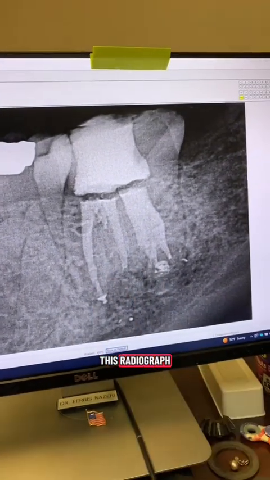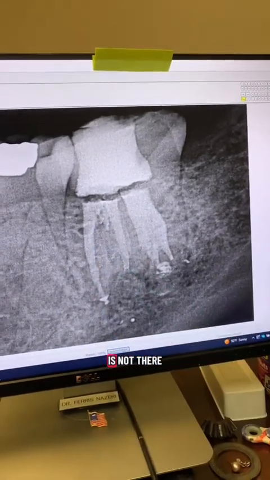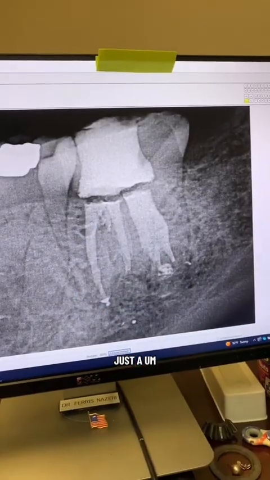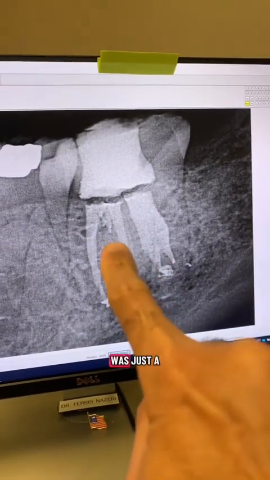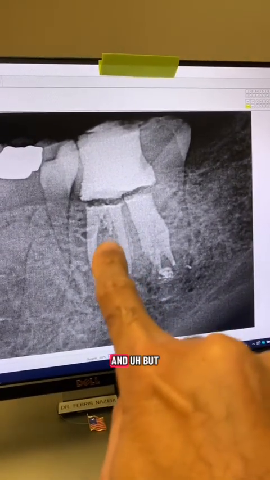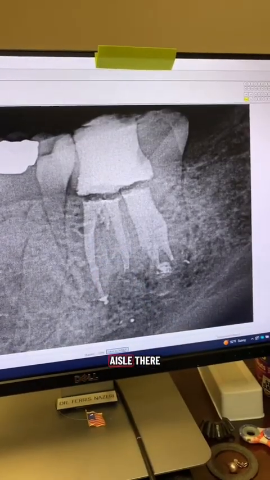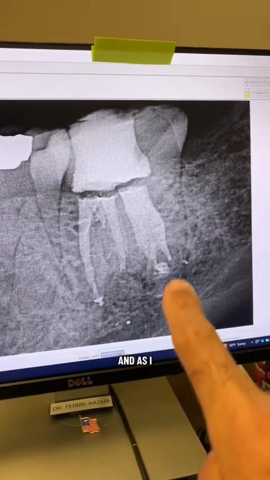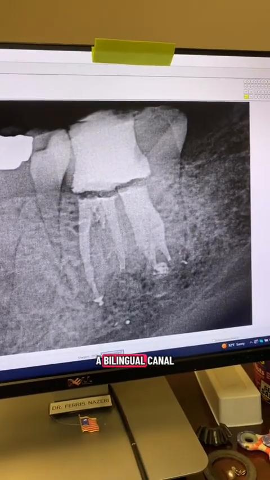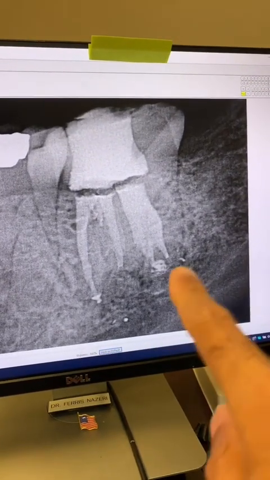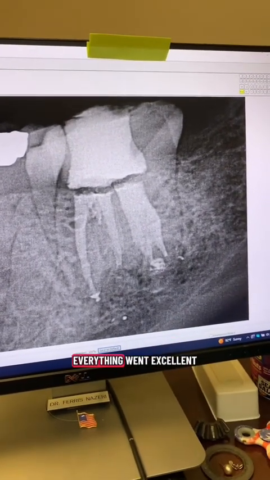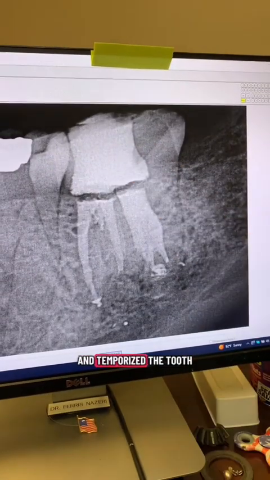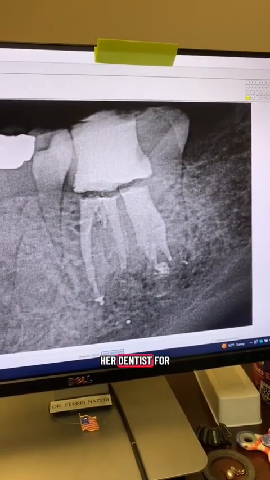Looking at this radiograph, it is apparent that this one is not there. I think it was just a deep anatomy here, but there's no middle mesial there. But look at all of this anatomy that we were able to capture. Look at all of this. And as I said, a distal lingual canal system that was missed. As you can see, 4 canal systems, everything went excellent. We went ahead and temporized the tooth and referred the patient back to her dentist for the permanent restoration.